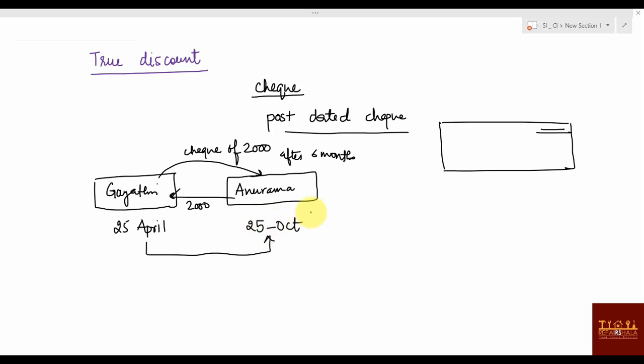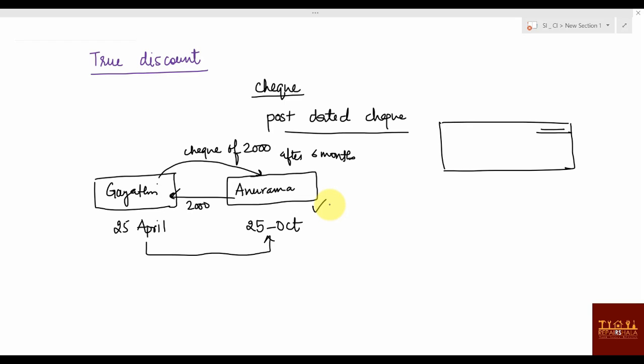But what happens in between? Anurama needs money. Now, Anurama cannot go to Gayatri and tell her to give 2,000 rupees now. Why? Because they both already came to an agreement that I have given you a check and you can get it after 6 months. If Anurama goes before that, it is like going back on her word. So obviously, Anurama is left with no option other than keeping the check and waiting.